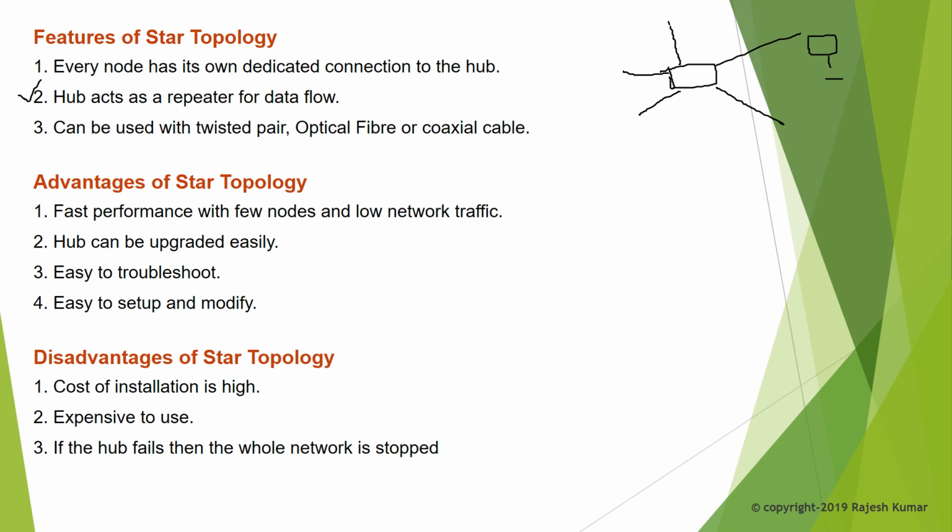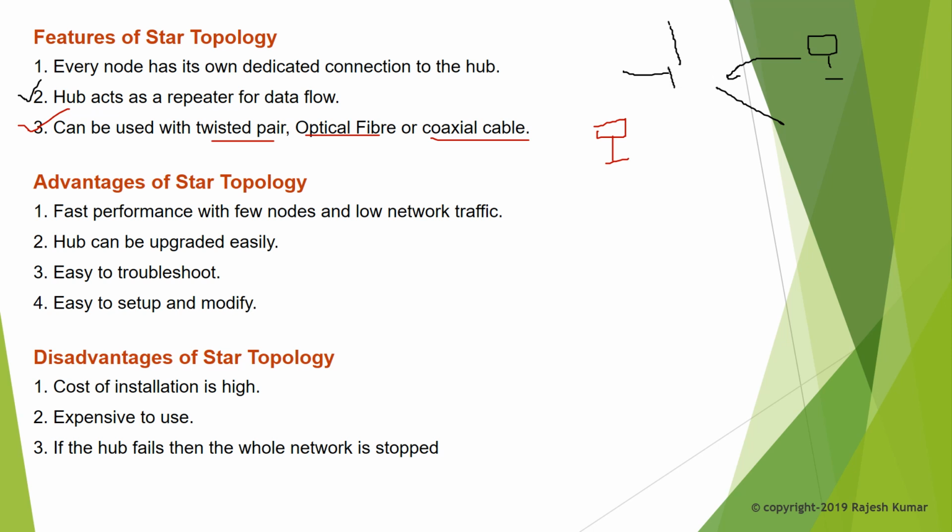But here, when a computer sends the data to the repeater, the repeater will regenerate the same signal and will forward the data to the destination on the other end. The third feature is that this topology can use different types of cable, such as twisted pair, fiber optic, or coaxial cable.